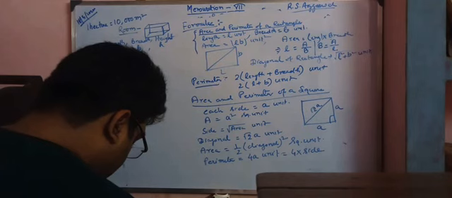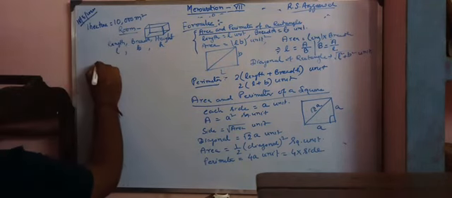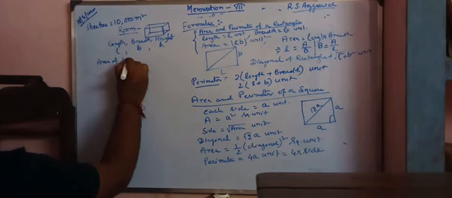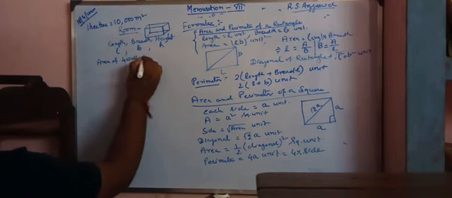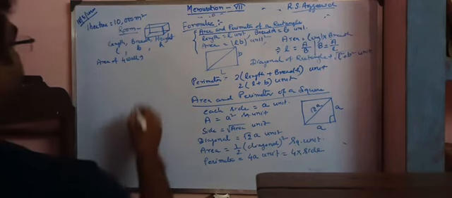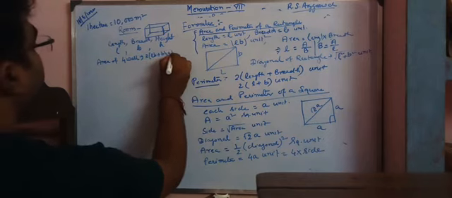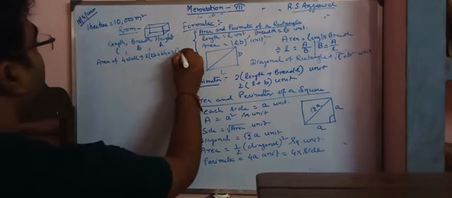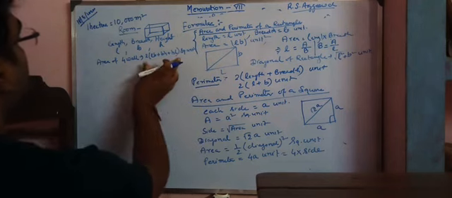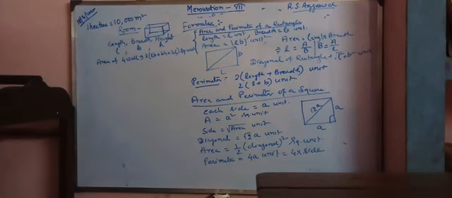So the area of the four walls of the room should be 2 into (L plus B) into H square unit.